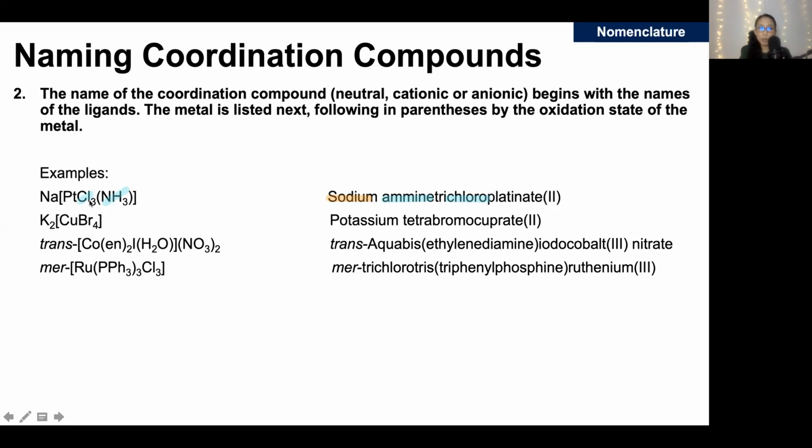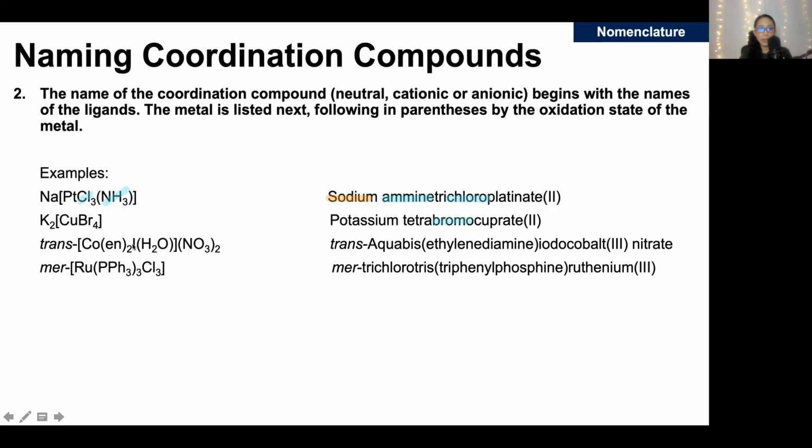In the chemical formula, chloride comes first, followed by ammonia. That's because we have a different rule in writing chemical formulas. But in writing the name, you start alphabetically. So it's alphabetical based on the name of the ligand. So in the second example, we only have one ligand, which is bromine. So in the name of this complex, you see there bromo.